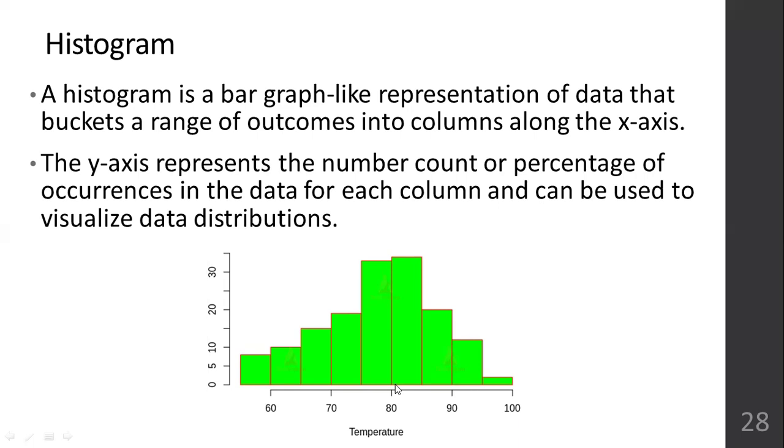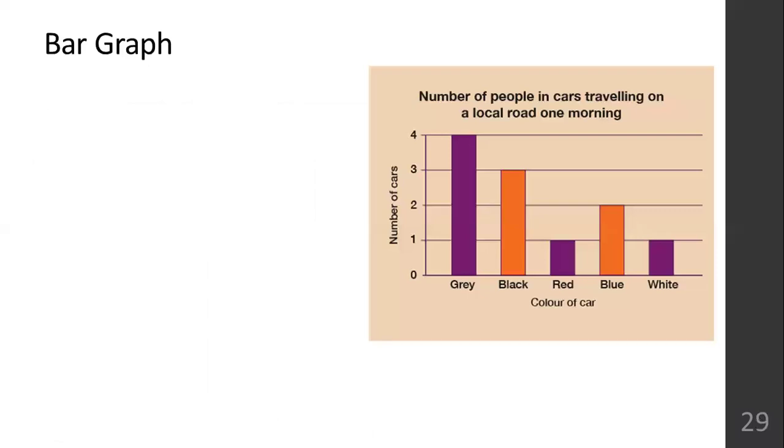Okay, so in a histogram, the y-axis represents number, count, percentage, and occurrences, and the x-axis is the outcome usually. Okay, so to represent continuous data, you will use a histogram. To represent discrete data, you will use a bar graph. Okay, this is a bar graph. You can see here the difference between a histogram and a bar graph is the spaces between the columns. Okay, so on a bar graph, you will not use continuous data. You will use discrete data.